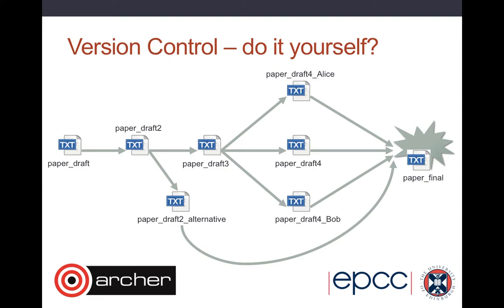One way to do that, which is often used, is you simply take the file paper draft 3 and you email it to Alice and you email it to Bob. So Alice and Bob each have their own copy of paper draft 3, and they start editing away and adding in their own content. Alice will produce a draft derived from draft 3 called paper draft 4 Alice, to which she has added her content. Then simultaneously, Bob will be creating his version, which he might, if he was using the same naming scheme as Alice and yourself, call paper draft 4 Bob.